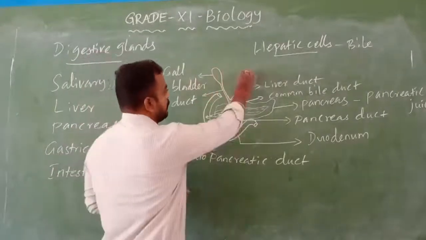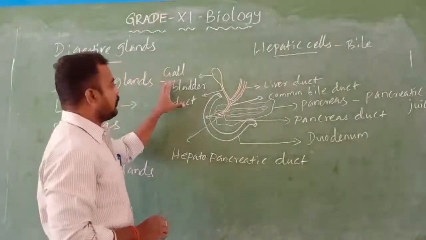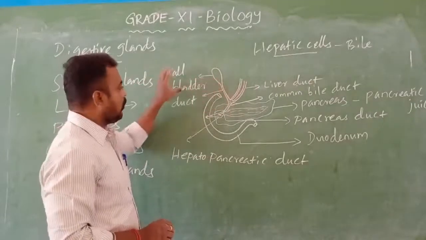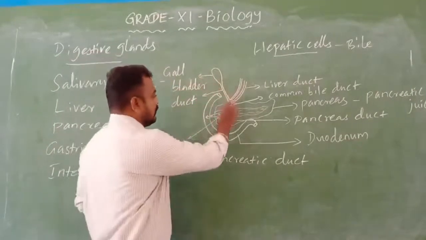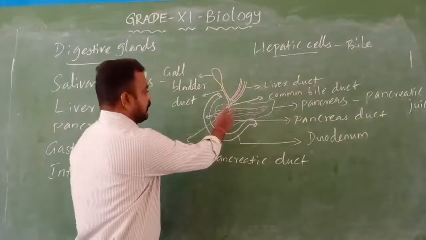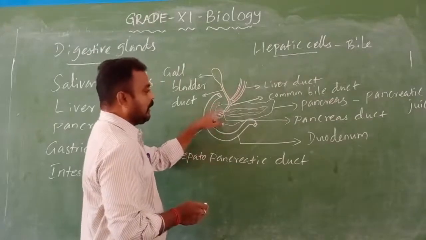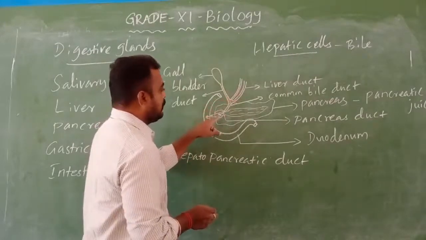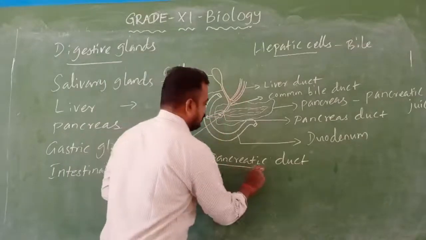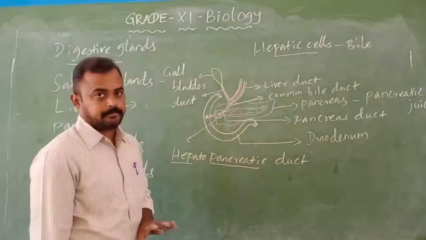So from the liver one duct is coming, that is the liver duct. From the gallbladder comes the gallbladder duct. Both ducts open into the common bile duct, which is connected with the pancreatic duct. Then the pancreatic duct and common bile duct open into the hepatopancreatic duct, which is connected to the duodenum.